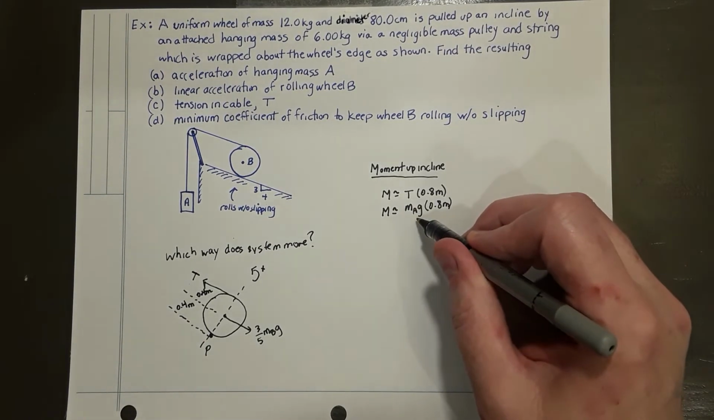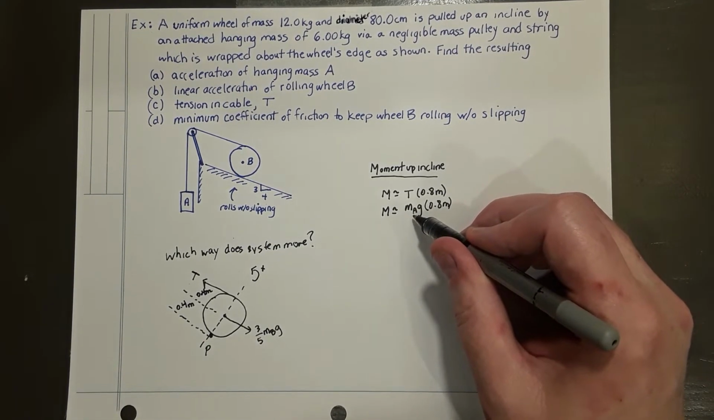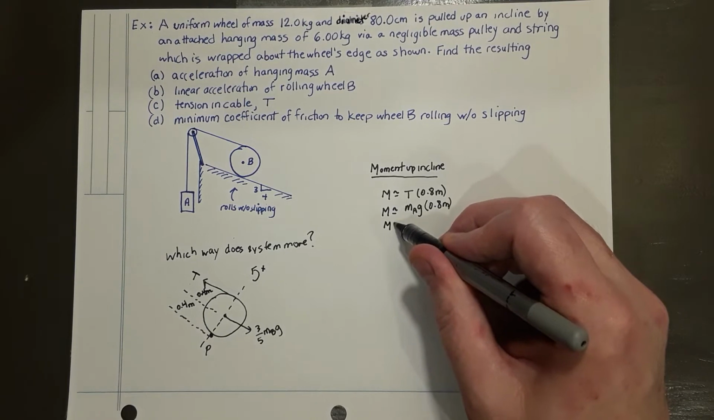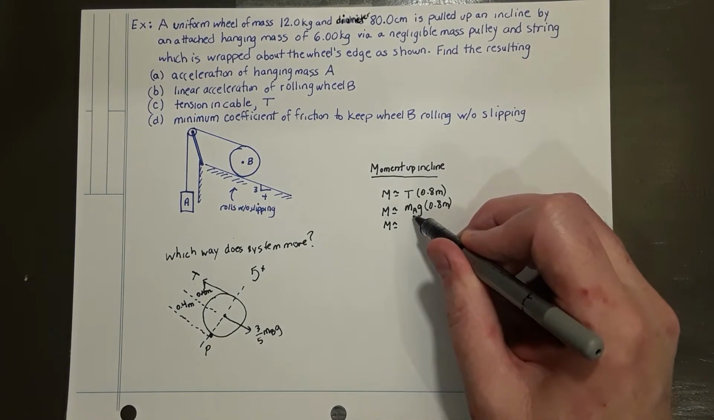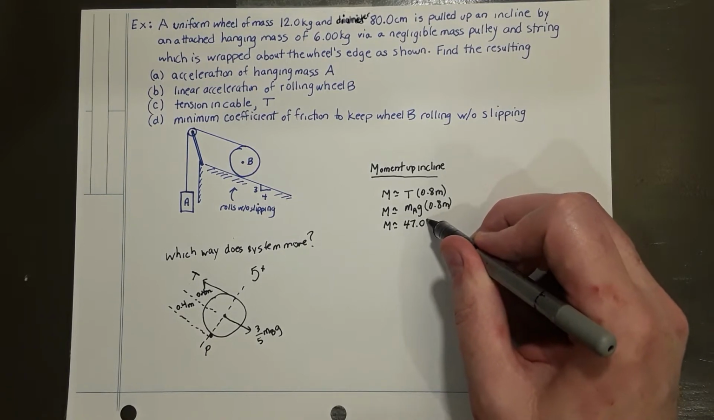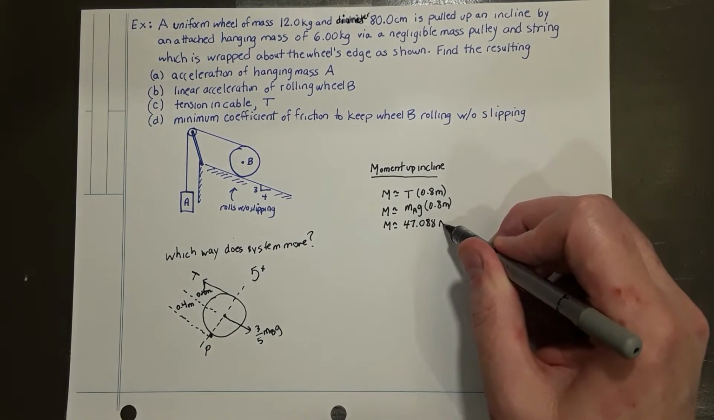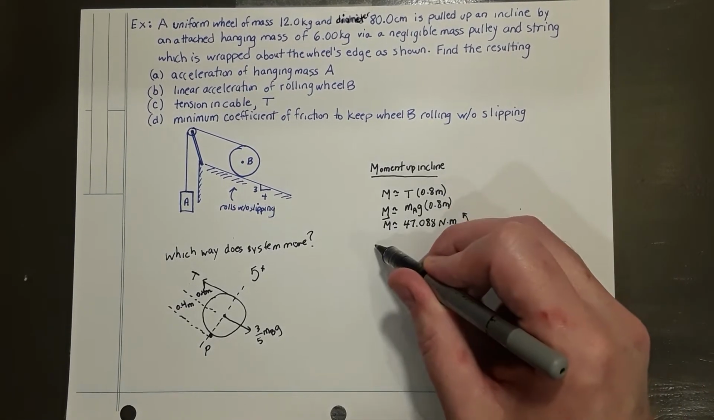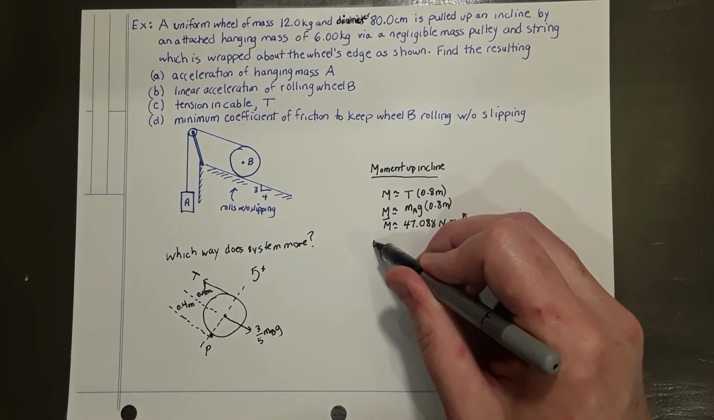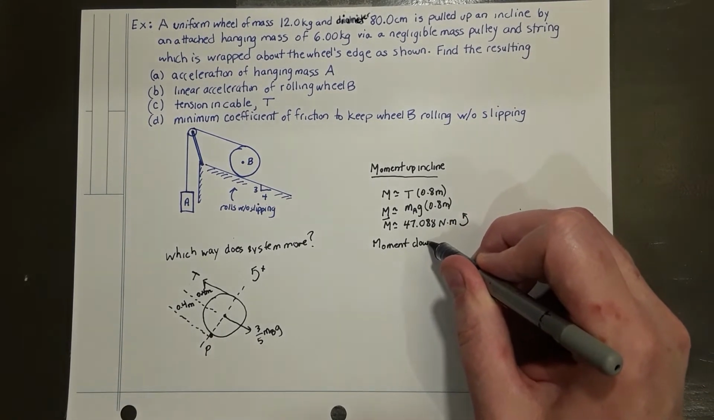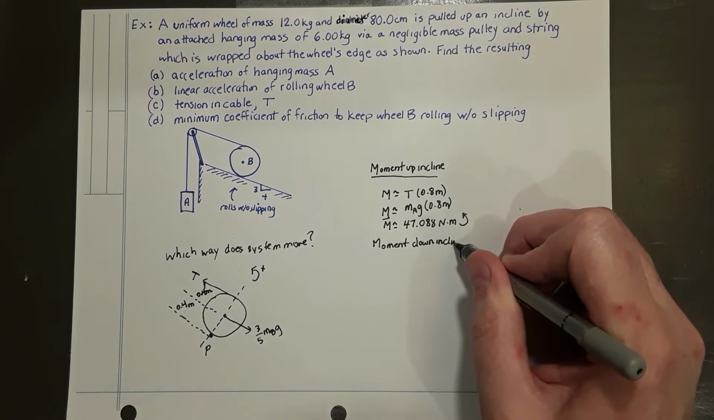And if we put in those numbers with mass A of 6 kilograms, we end up with a moment here of approximately, so 6 times 9.81 times 0.8, that's 47.088 Newton meters counterclockwise.